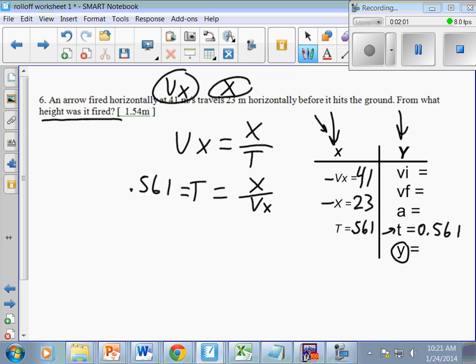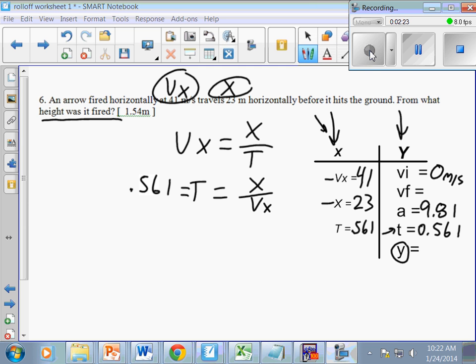Now that I have the time variable on the y side, I also have Vi, which equals 0 meters per second. And I have a, which is always 9.81 here on the planet Earth. That gives me 3 variables, and that allows me to solve for y.